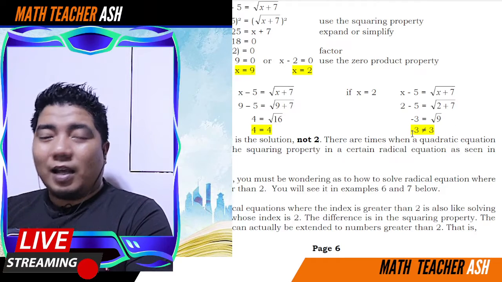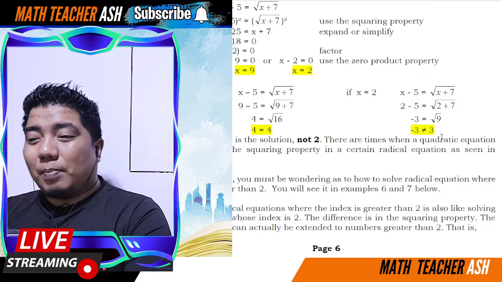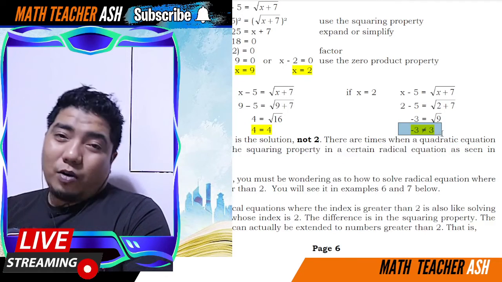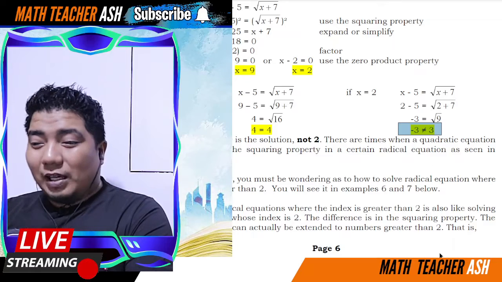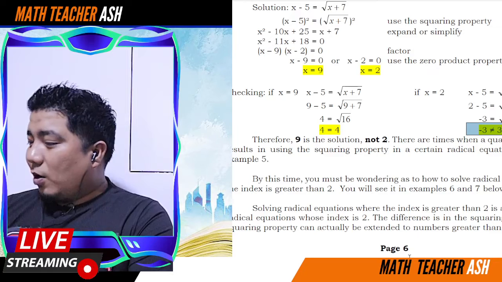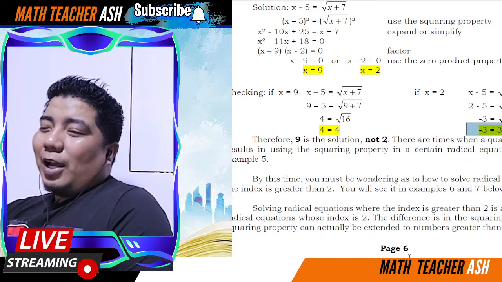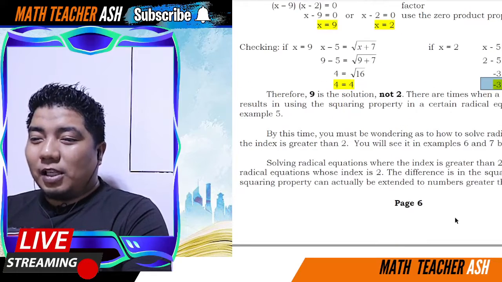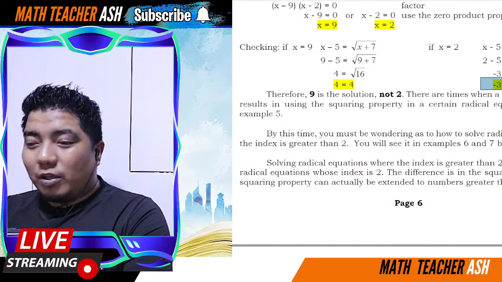Yung sa kabila, negative 3. So, negative 3 and positive 3 are two different answers. Therefore, we can say that positive 2 is not a solution. It's just positive 9. Okay, my dear math learners, I hope that is very clear to you. Alright, so ito nga ang sabi dito. Therefore, 9 is the solution, not 2.